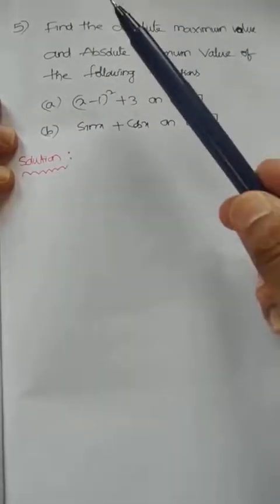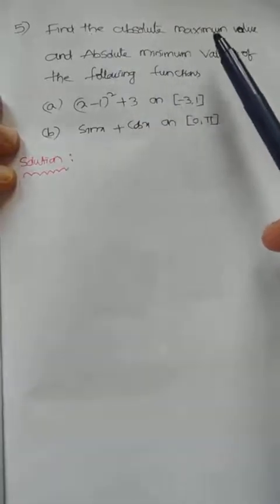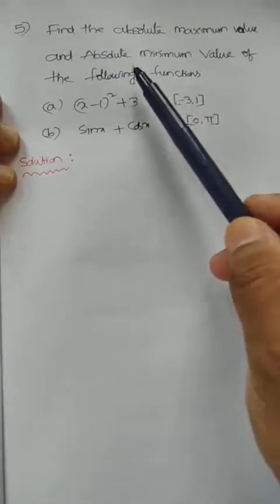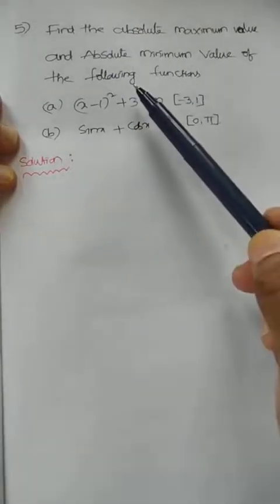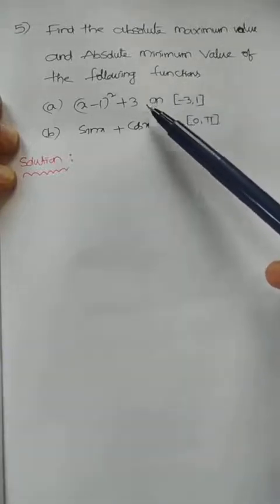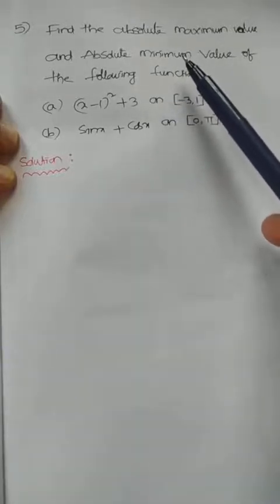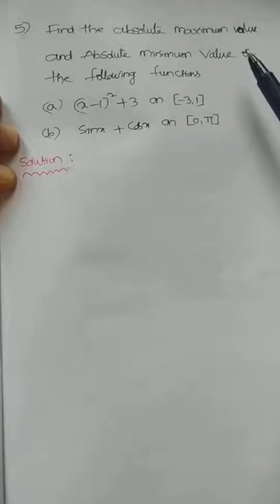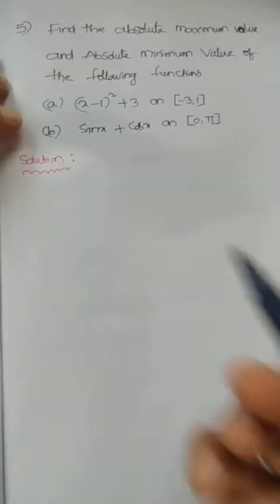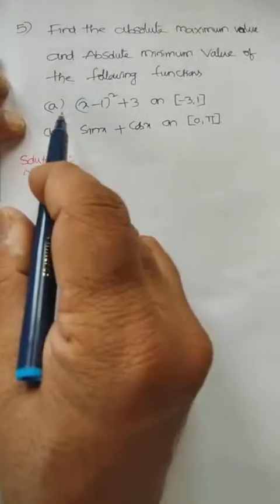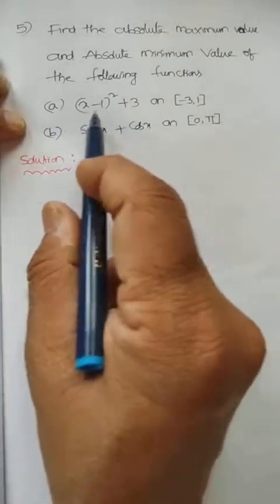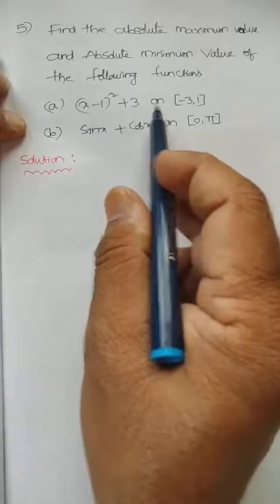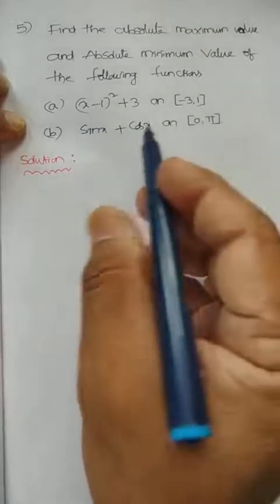Next problem: find the absolute maximum value and absolute minimum value of the following functions. For these two functions we have to find the absolute maximum and absolute minimum values. So we will approach with the same method as we did. First we will check it for the function x minus 1 whole square plus 3 on minus 3 comma 1.